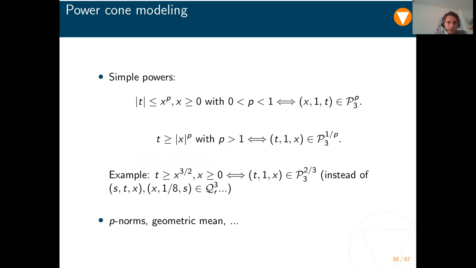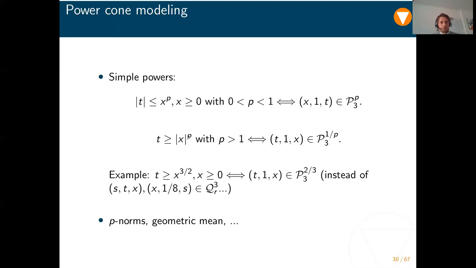Well, you can model simple powers. If you want to model, for example, t lower or equal than x to the p, where p is between 0 and 1, this is a convex inequality. And you can just model that by, again, fixing one of the root variables in the power cone to 1, and then you get a straightforward power cone application.